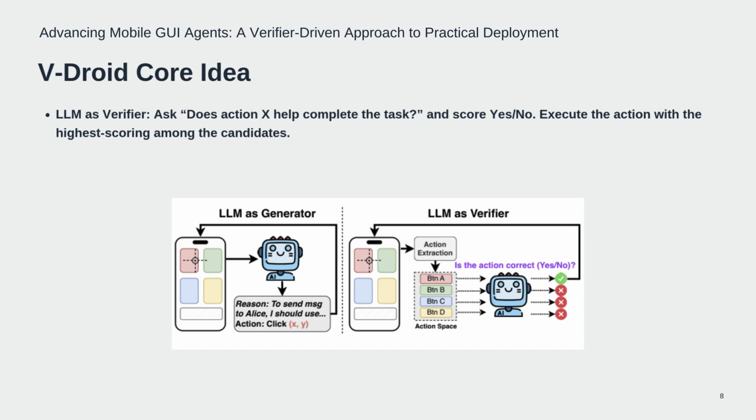So let's zoom in on the core idea of VisiDroid with its advantages. The tagline is LLM as verifier. Concretely, for each possible action X, we prompt the LLM with a question like, given the task and what's on screen, does doing X help to accomplish the task? The LLM answers yes or no, which we interpret as a score, and then we execute the highest scoring action. That's the basic loop we discussed.